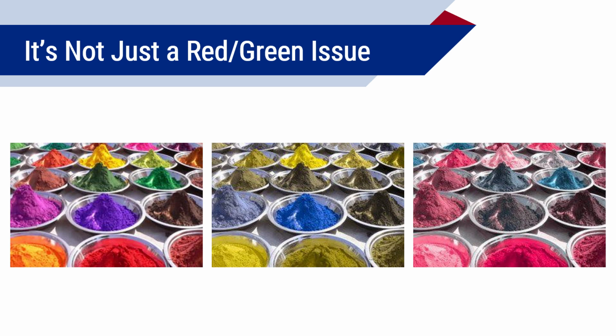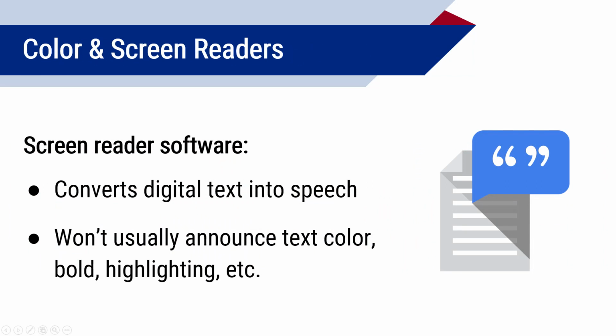But making your materials accessible doesn't mean you need to specifically avoid red, green, blue, yellow, or any other color. It just means that you need to avoid using color as the only way of conveying your meaning. This is especially true because screen readers either can't read color or won't do so unless the user has enabled that feature.